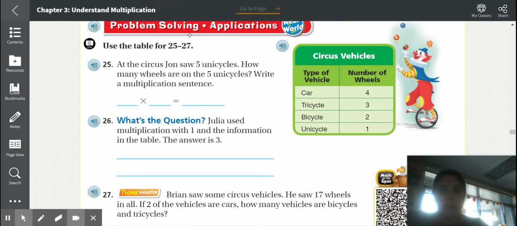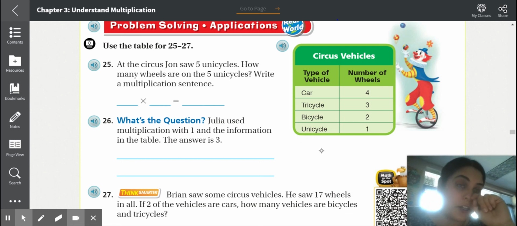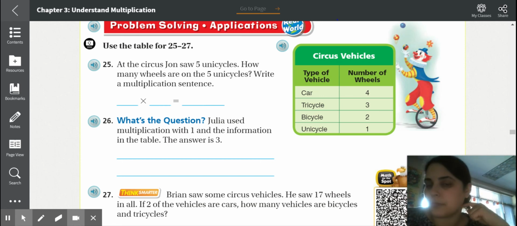Hey, turn the page. All right, so now we're on number 25, and we're looking at this table over here, and the table is called Circus Vehicles. A vehicle is like a way to get around. So we have type of vehicle and then the number of wheels. We have car, tricycle, bicycle, unicycle. So a car has 4 wheels, a tricycle has 3, a bicycle has 2, and a unicycle has 1. Maybe you've seen those. They're pretty cool to watch people ride, but they only have 1 wheel.